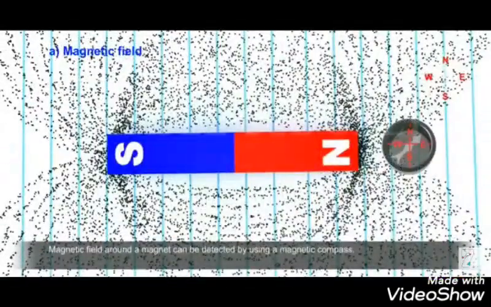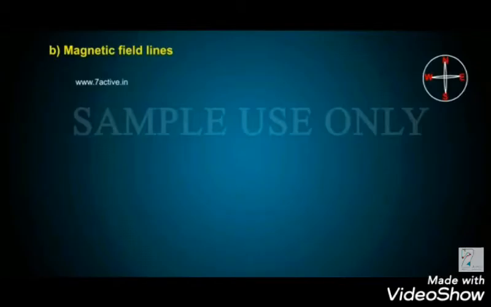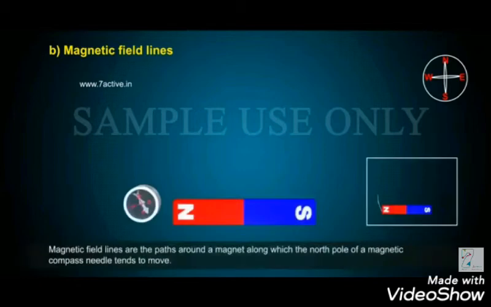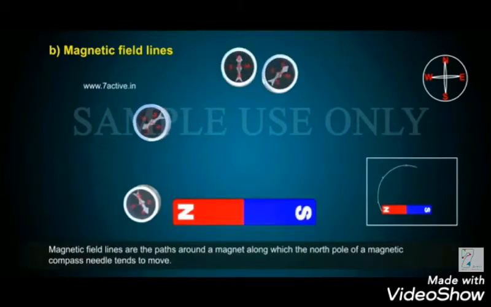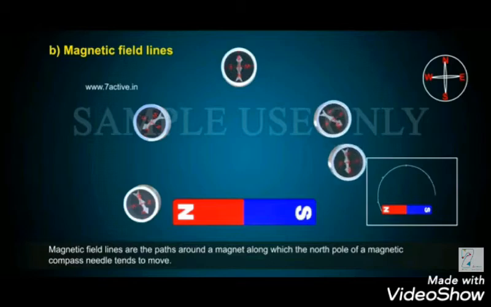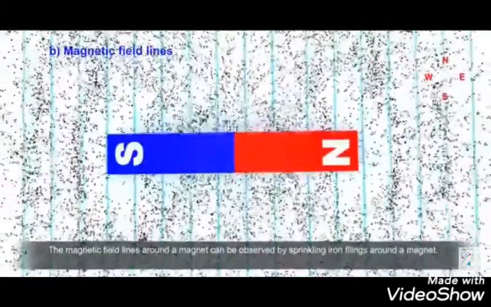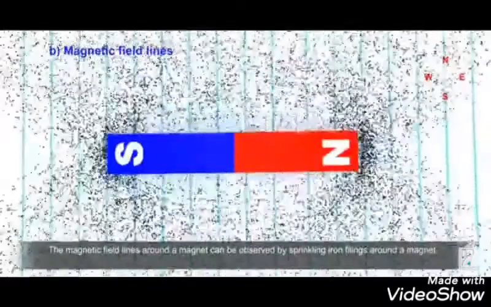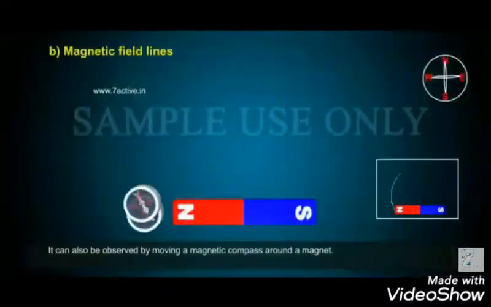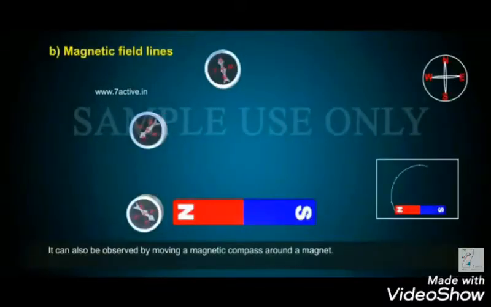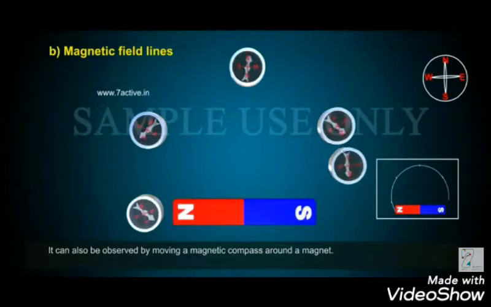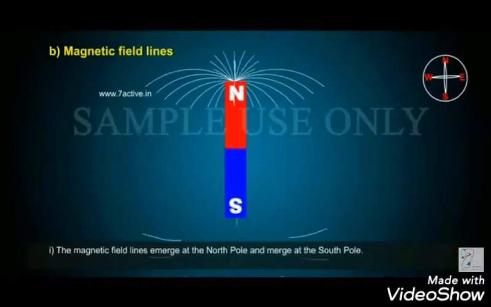The region around a magnet where the force of attraction or repulsion can be detected is called a magnetic field, children. Wherever its effect lies, that is magnetic field. Magnetic field around a magnet can be detected by a magnetic compass also. Magnetic field lines now. The paths around a bar magnet along which the north pole of a magnetic compass tends to move is known as magnetic field lines.